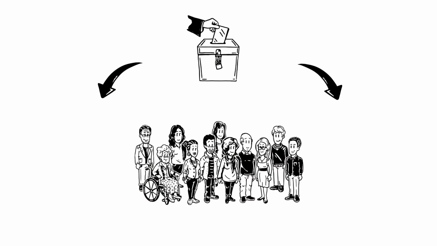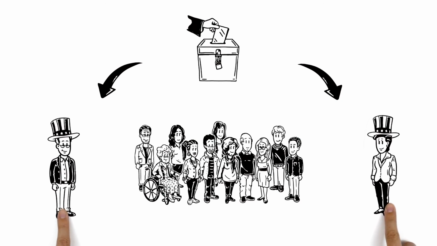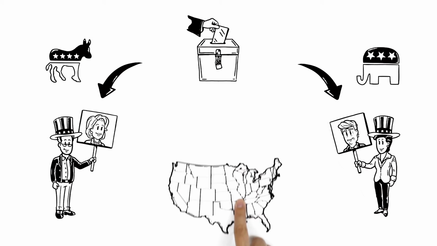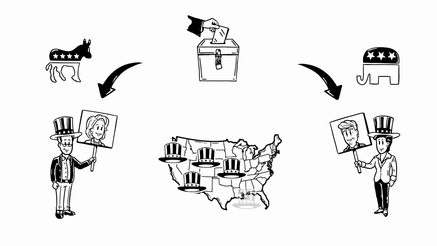In the main election, American citizens don't vote for their president directly. They vote for people called electors. Like the delegates in the primaries, these electors support a particular candidate. Each state has a unique number of electors depending on the state's population. Altogether, there are currently 538.